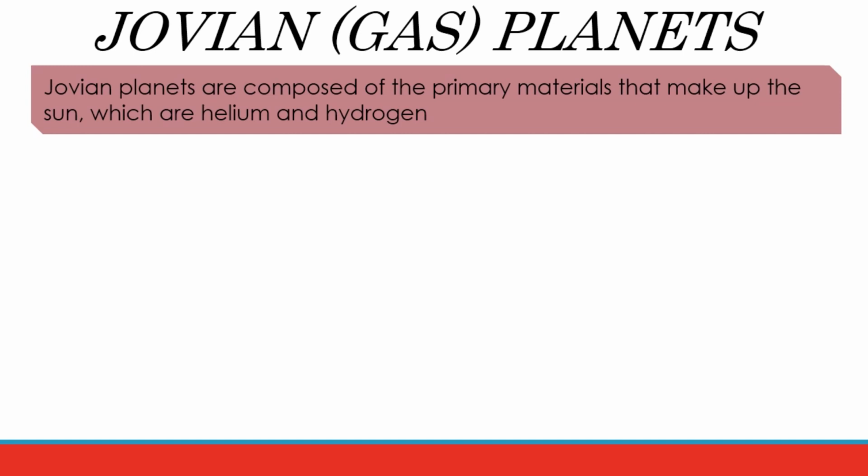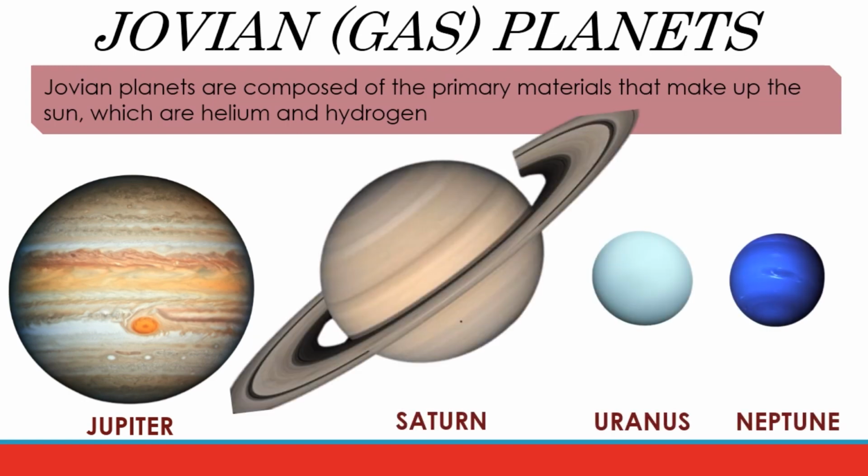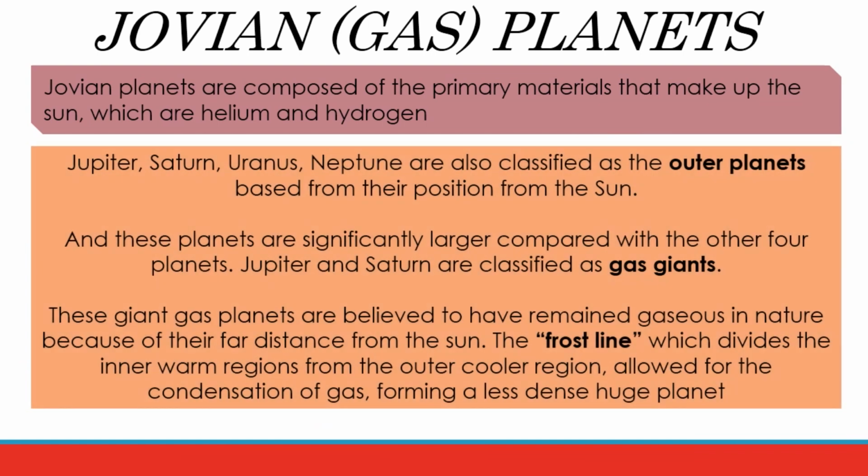Next, we have the Jovian or gas planets. Jovian planets are composed of the primary materials that make up the Sun, which are helium and hydrogen. The planets that are classified as Jovian planets are Jupiter, Saturn, Uranus, and Neptune. These planets are also classified as the outer planets based from their position from the Sun. And these planets are significantly larger compared with the other four planets.